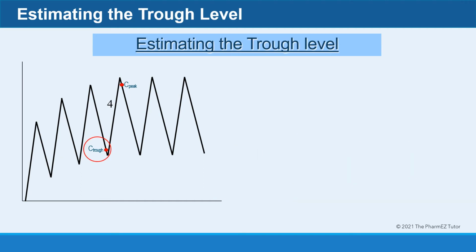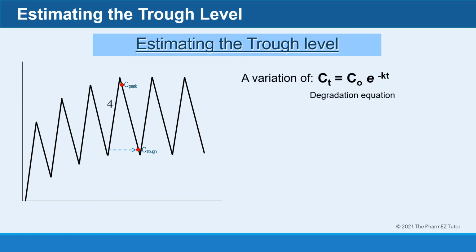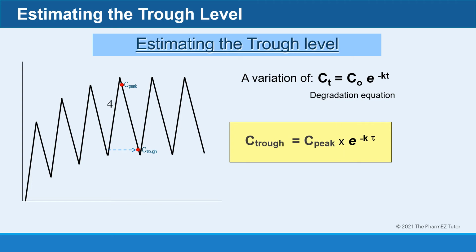We can now solve for the trough level at steady state. We must first move the trough over, which is legal to do since we are at steady state. Then we apply a form of the fundamental degradation equation. So to solve for the trough, we must take the peak level and multiply it by e to the minus k tau. This is a fundamental kinetic equation that needs to be memorized.